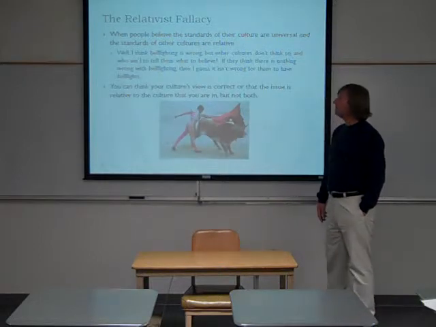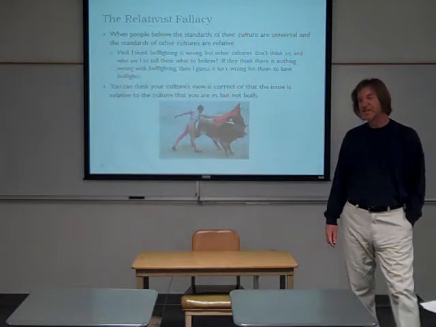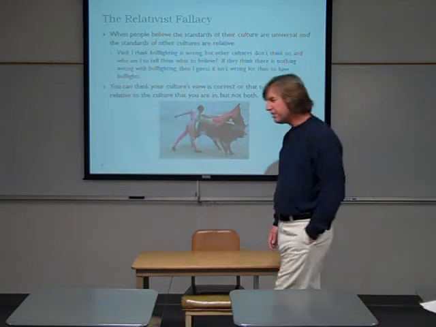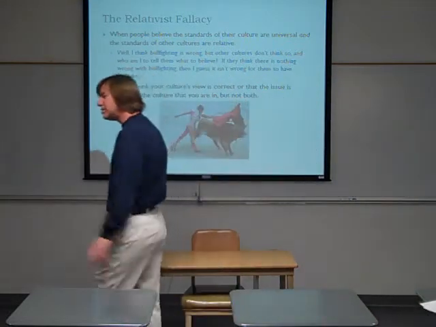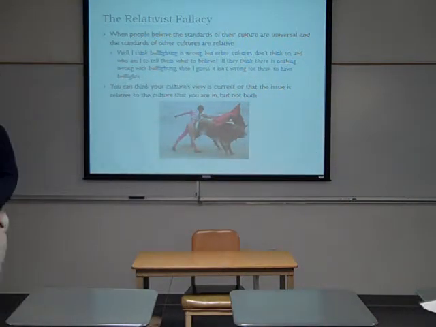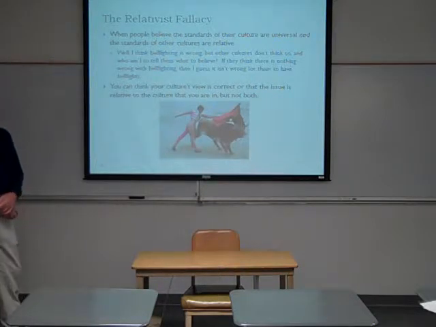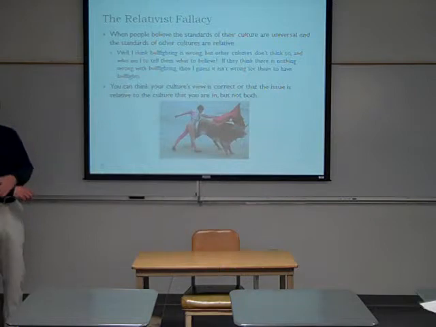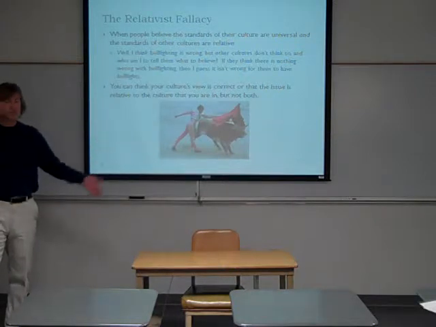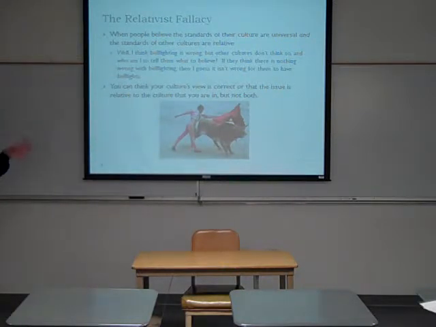This is a pretty weird one, the relativist fallacy. And the example they give, I don't know if I interpret it the same way as the authors of the text do. Nonetheless, it's fairly easy to understand this fallacy. The relativist fallacy is when people believe the standards of their culture are universal. They apply everywhere. And they also believe the standards of other cultures are relative to the culture that you're living in.